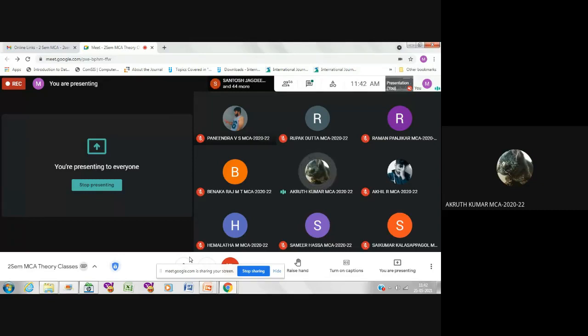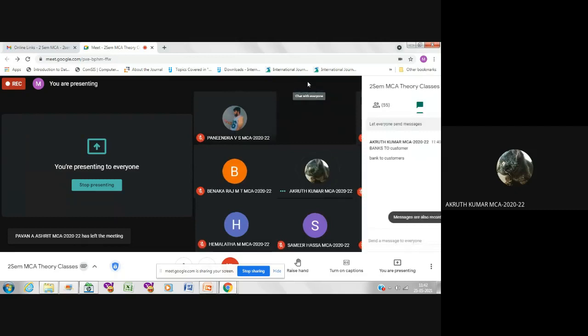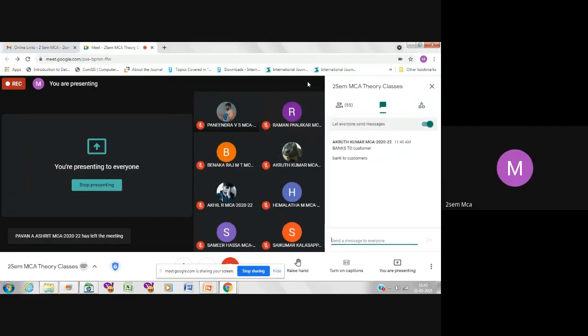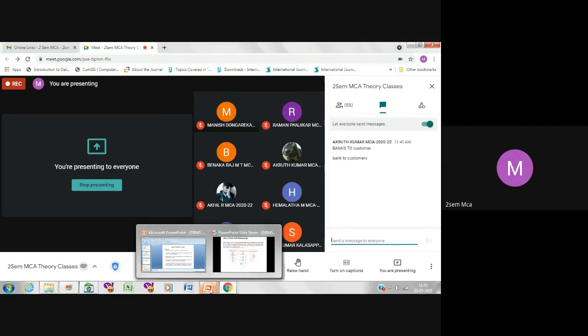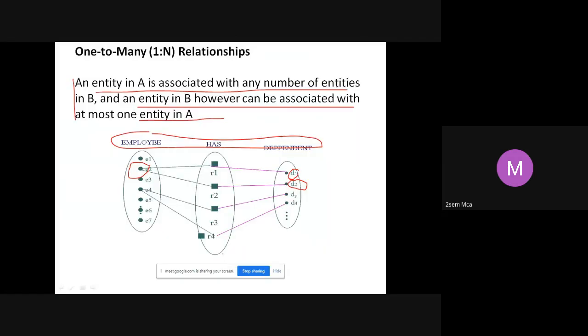So a bank to customer. Bank to customers. One bank can have many customers. Yeah, maybe you can think about it, but a customer belongs to one bank only, right? It can be thought of. So that is 1-to-many.